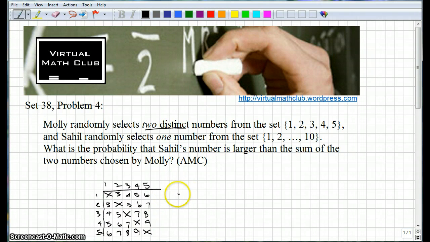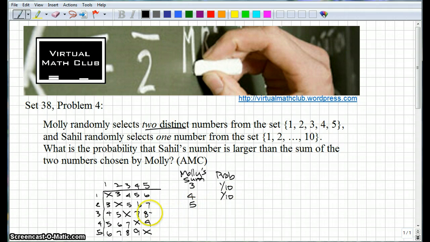So let's look at just the probabilities. If she chooses two numbers, what's the probability that the sum is 3? If Molly's sum is 3, the probability is, there's 2 chances out of 20. So that's 2 out of 20, or 1/10. If her sum is 4, again we have 2 ways to get 4, 2 out of 20, or 1 out of 10.